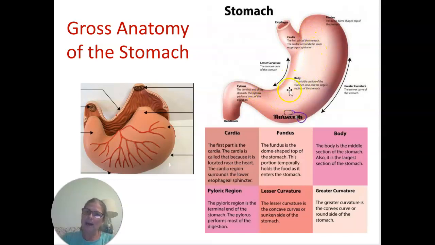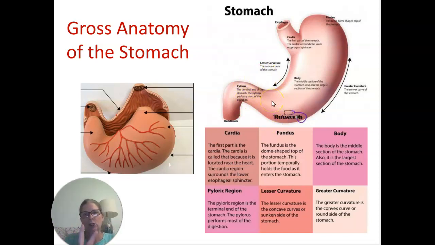Now, if we look at the body, there's two curves on either side of it. There's a smaller curve called the lesser curvature, which is medial. And then there's a greater curvature, which is out here, which is going to be more lateral. The pylorus is the inferior portion of the stomach, and the pylorus will actually meet up with the duodenum of the small intestine. Now, when we're looking at the stomach, the most active portion of the stomach for digestion tends to be down here in the pylorus.